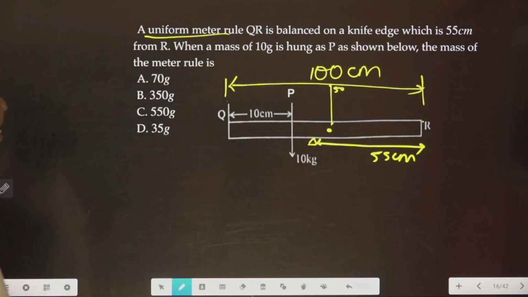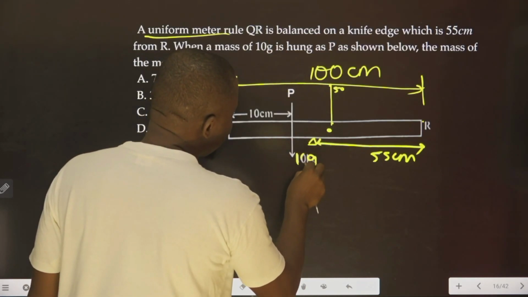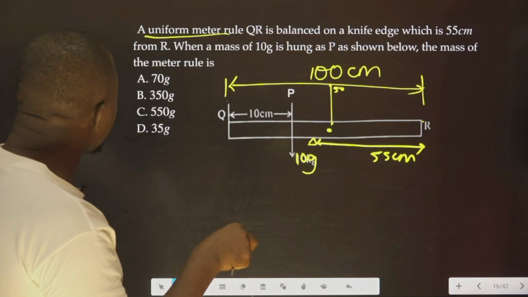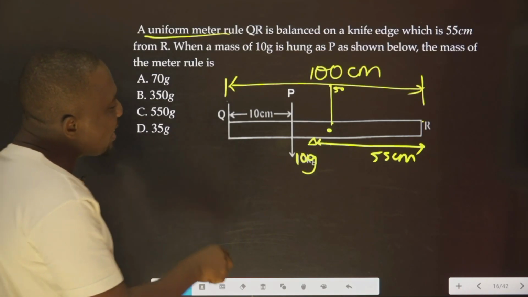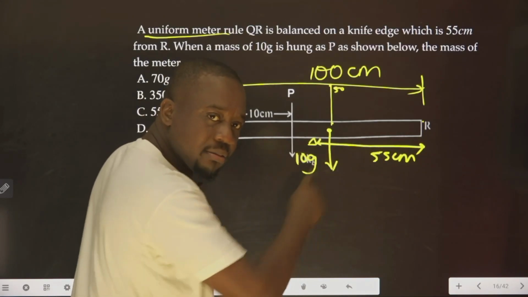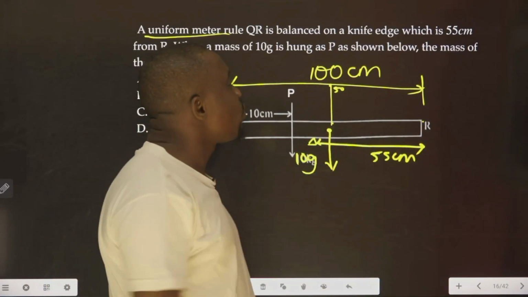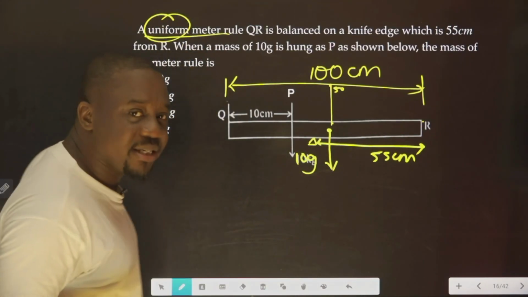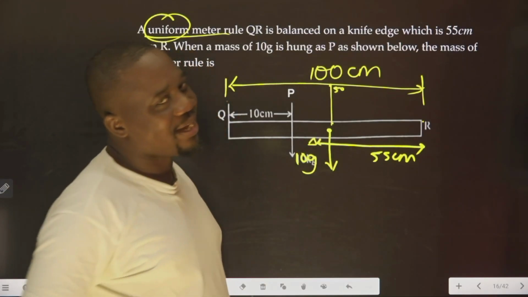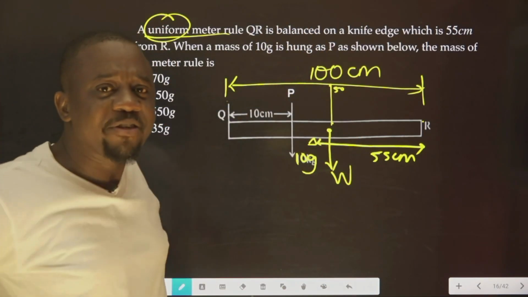When a mass of 10 kg, this is the mass of 10, that is 10 ground, is on gear, that is pulling it down here, as shown below, the mass of the meter rule is what? As you can see, when this one is here, the weight of this meter will also be acting at the center of gravity of this ruler. And we are told it's uniform. It means the weight is evenly distributed. It means the center of gravity of the meter is at the center. So we're going to make this one W. I remember that all the forces that are anti-clockwise equal the forces that are clockwise.